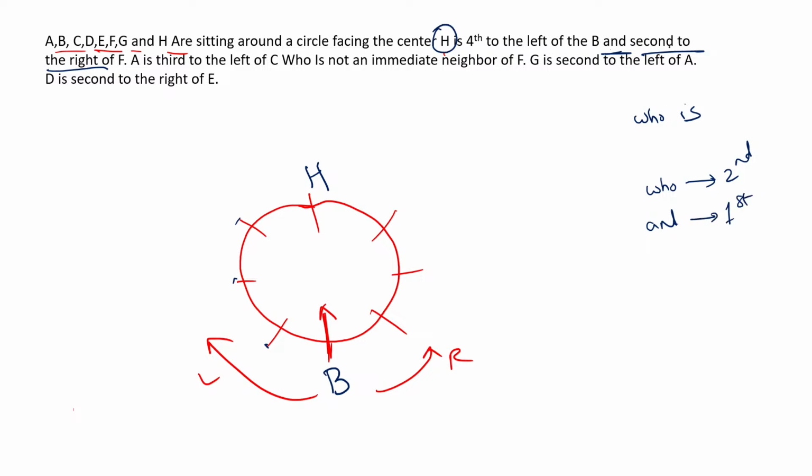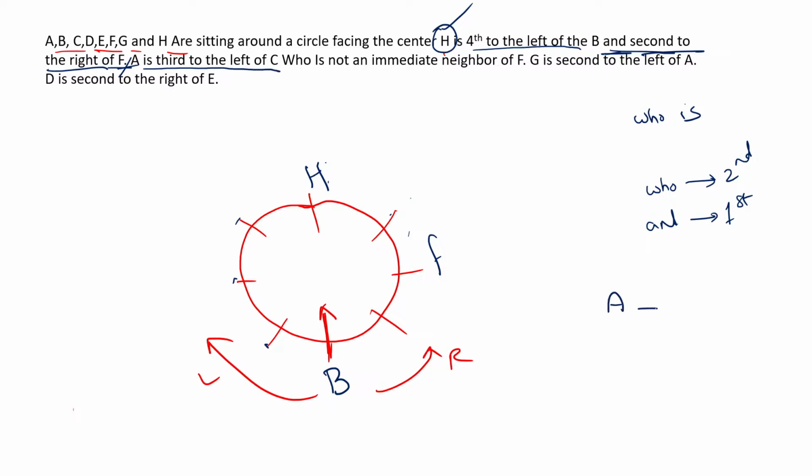That means "and second to the right of F" means H is second to the right of F. So from F, if you are going second to the right, you have to get your H. So H is second to the right of F. We have solved up to here. H is 4 to the left of B and H is second to the right of F. Done. A is third to the left of C.